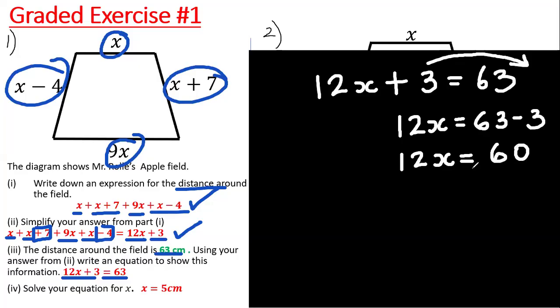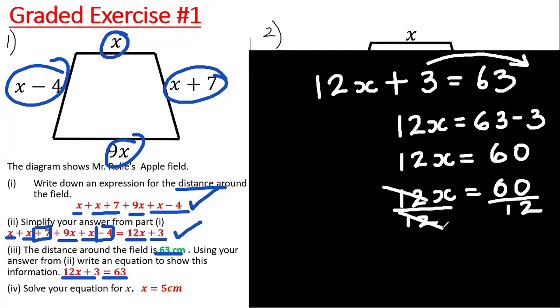So we have to divide both sides by 12. Very good. We cancel this 12 with that 12, so we have x is equal to 60 divided by 12. What is 60 divided by 12? 5. Very good. So x is equal to 5, and that's how we got this 5 right here.